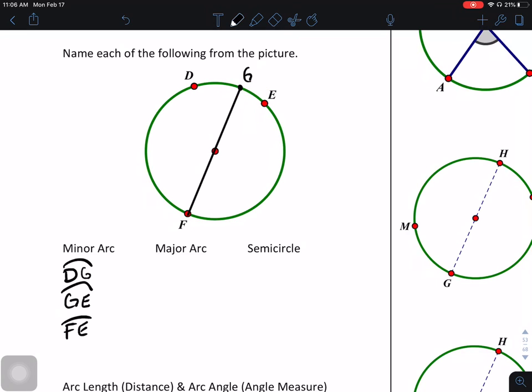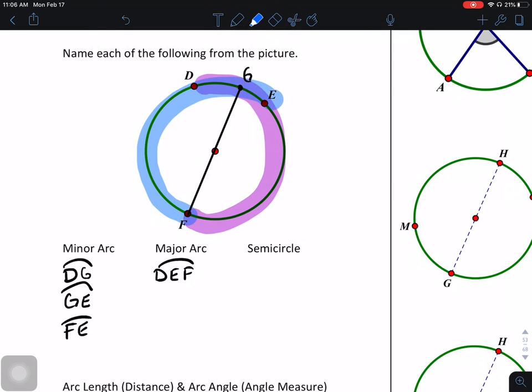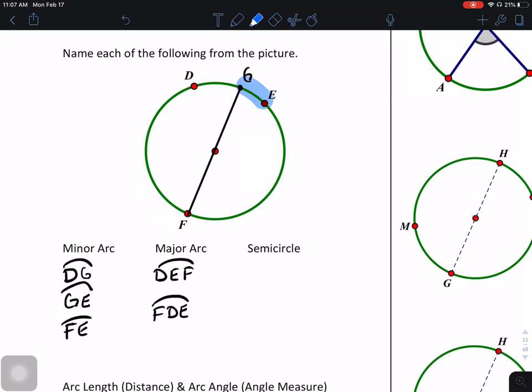Major arcs. We've got arc DEF, will be this fella right here. Let's see, we could go this route, FDE. There's a couple majors. Semicircle, we could go this route, or we could go this route. It will be semicircle GDF or semicircle GEF.